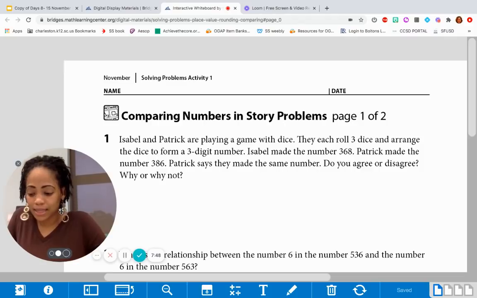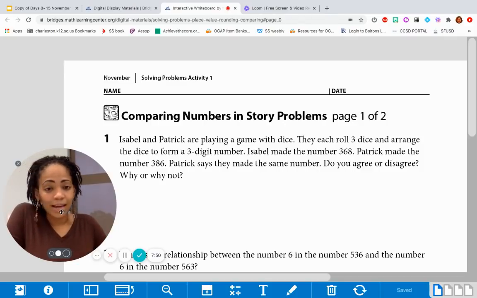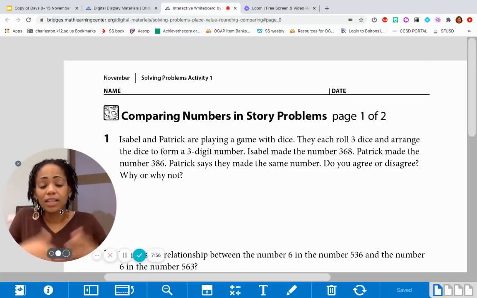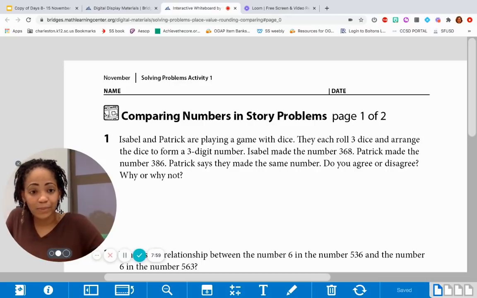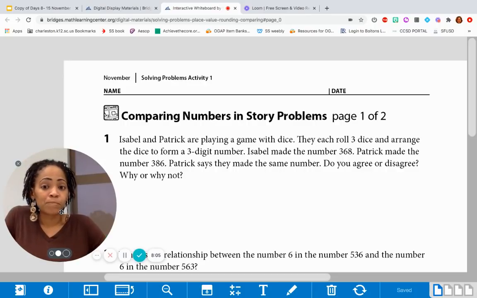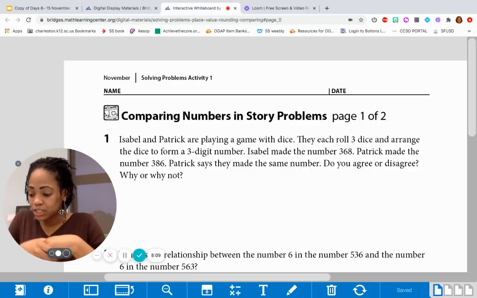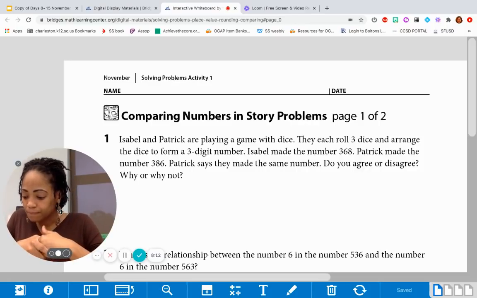Right, the numbers are not the same. 368 is not the same as 386. Yeah, and 386 is bigger than 368. So that's another way that we can know they're not the same. Now, what is the same about them? They have the same digits. So they have a 3, an 8, and a 6. It's just arranged in a different order, okay?